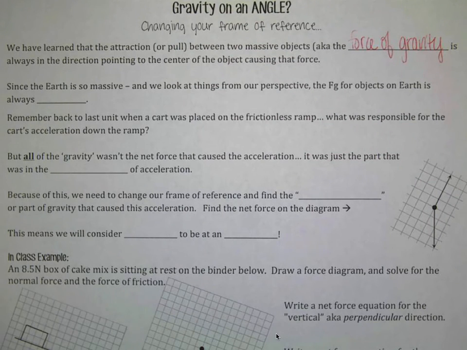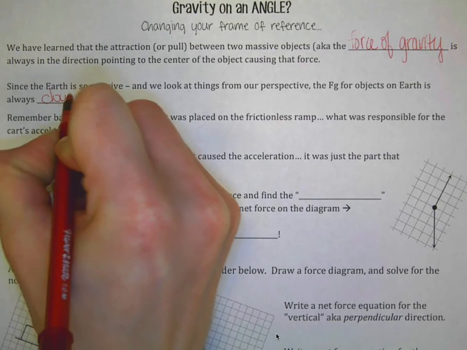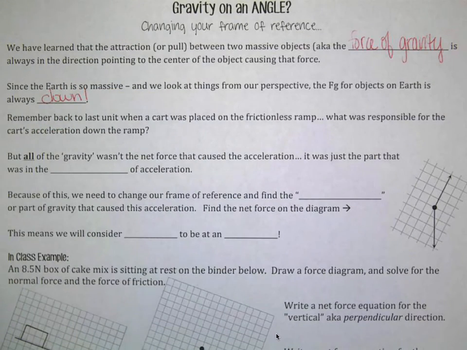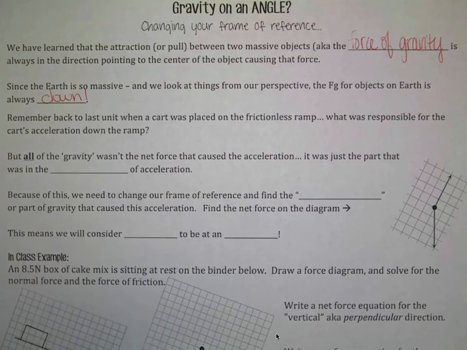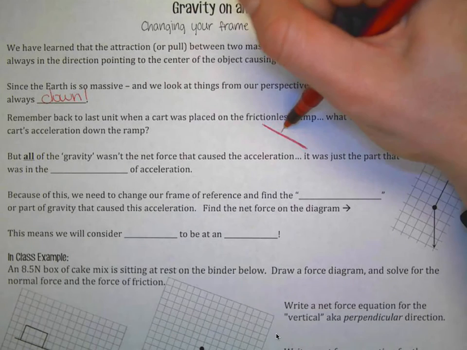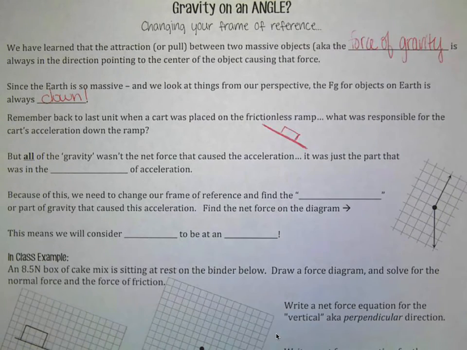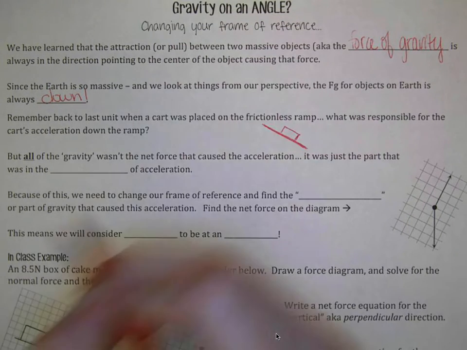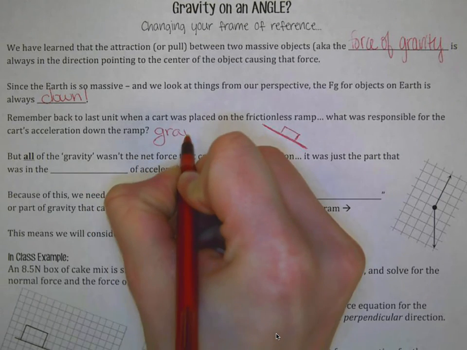Since the Earth is so massive and we look at things from our perspective, the FG of objects on Earth is always down. Remember back to last unit when a cart was placed on a frictionless ramp. We saw that the cart accelerated. There was the ramp, there was the cart, and it accelerated. What was responsible for the cart's acceleration down the ramp? Most of you during that lab had said something along the lines of gravity. Gravity was causing the cart to go down the ramp.